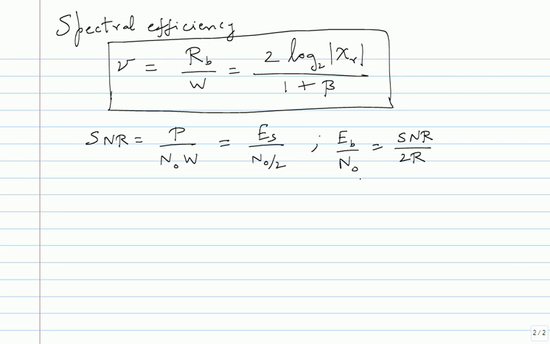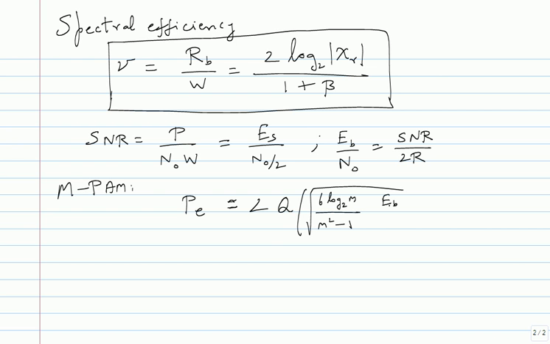If you want probability of error, there's an expression that you can use if you restrict your constellation to M-PAM. The symbol error works out to roughly 2 times Q. If you want to write it in terms of Eb over N0, it will work out to 6 log M base 2 divided by M squared minus 1 times Eb over N0. In terms of SNR, it works out to root 3 SNR by M squared minus 1, and all these things you can quickly work out.